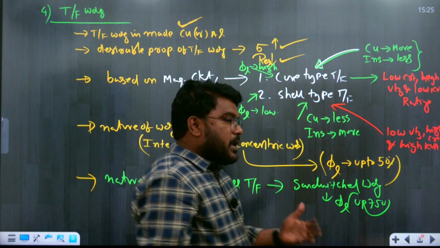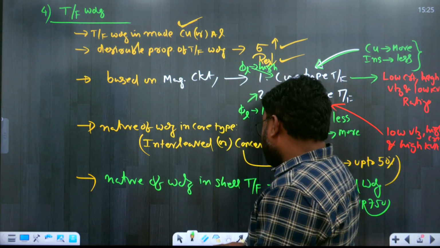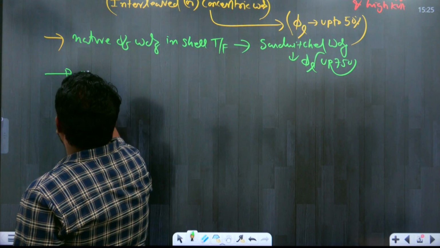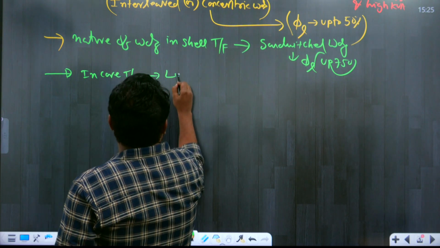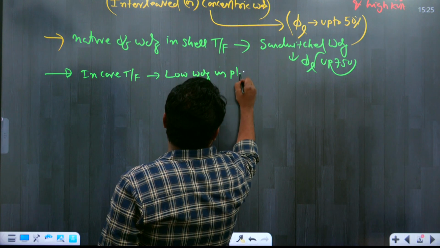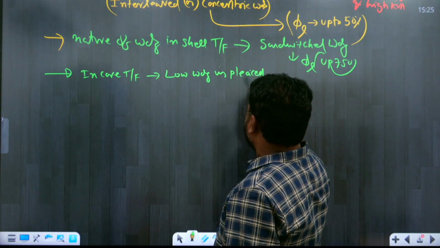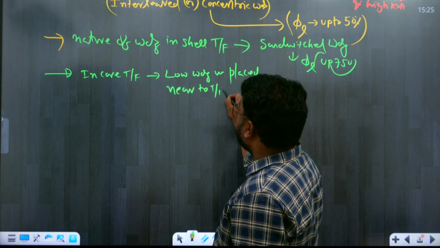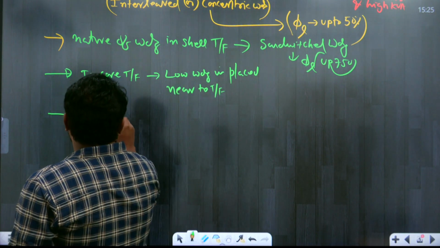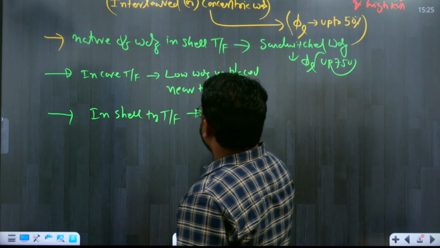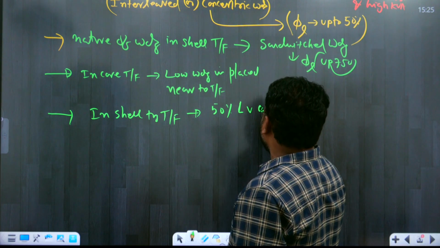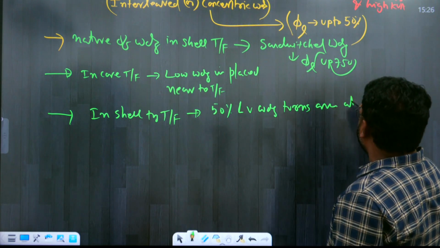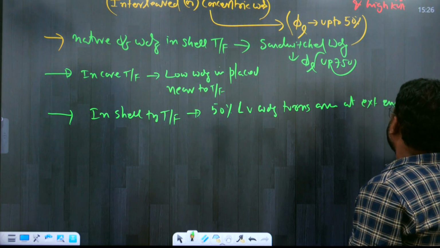Next, sometimes we have a question: in the core type transformer, which winding is preferable nearer to the core? In the core type transformer, the LV winding is placed nearer to the transformer core, after the insulation. Now in the shell type transformer, 50% of the LV winding turns are placed at the extreme ends of the middle limb. This is also another possible question.